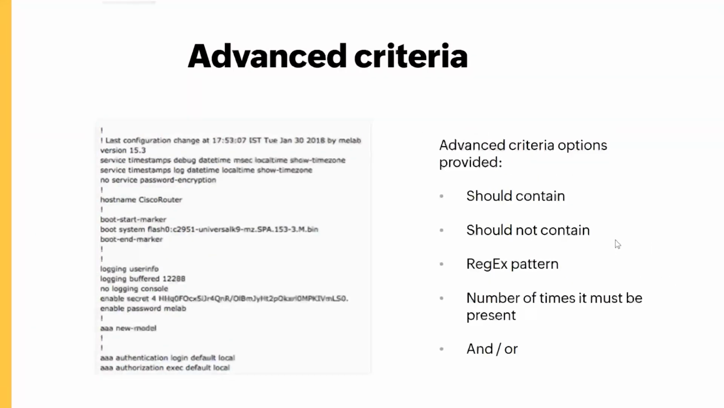Now let's talk about the advanced criteria. In this criteria, you can provide conditions such as should contain or should not contain, along with a regular expression pattern. Additionally, you have the option to use AND or OR functions, and that allows you to create multiple criteria with a single rule. Let me show you that in the UI.